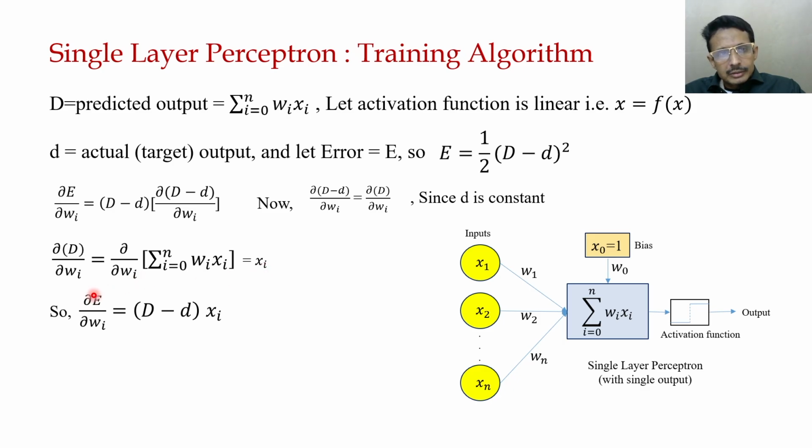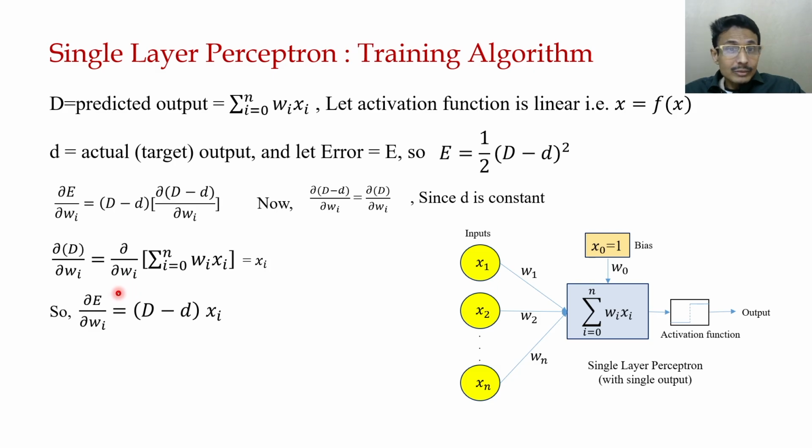So we can put this value in del E by del wi, which is capital D minus small d, times xi. So this is the error gradient with respect to wi. That is basically the idea of the gradient.